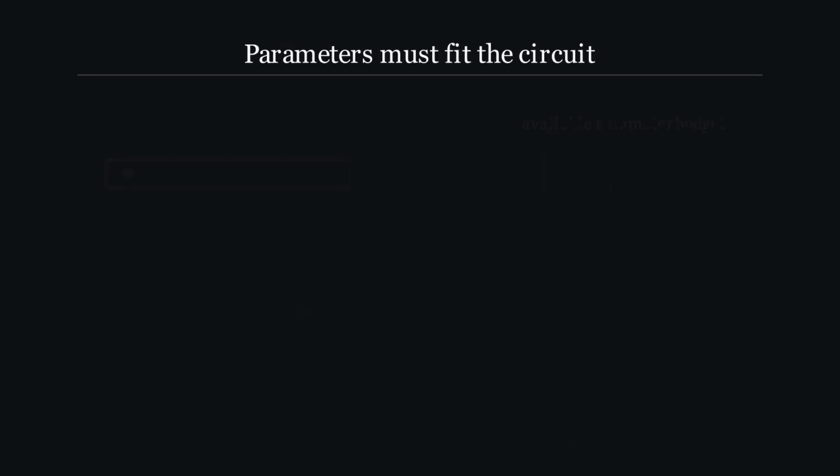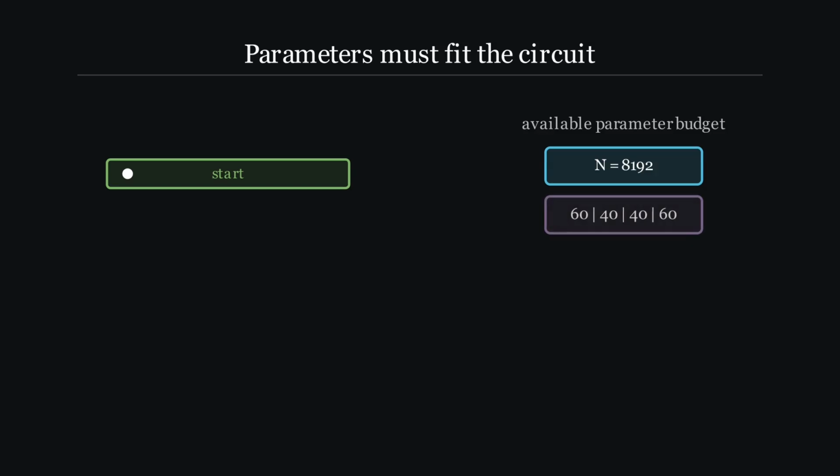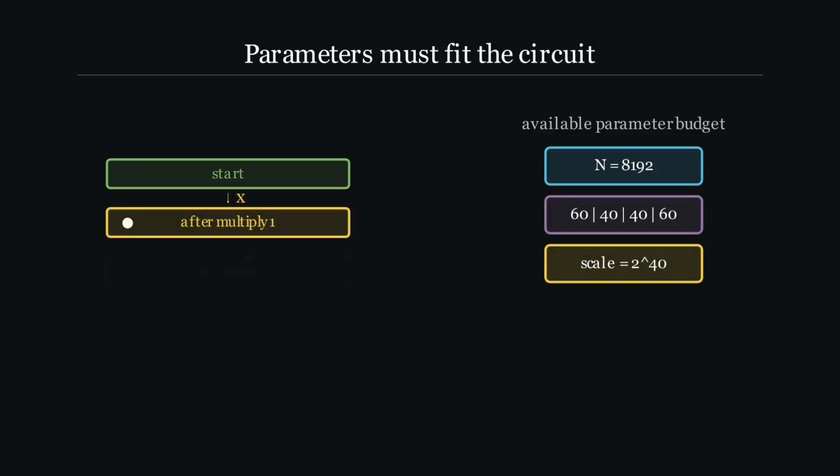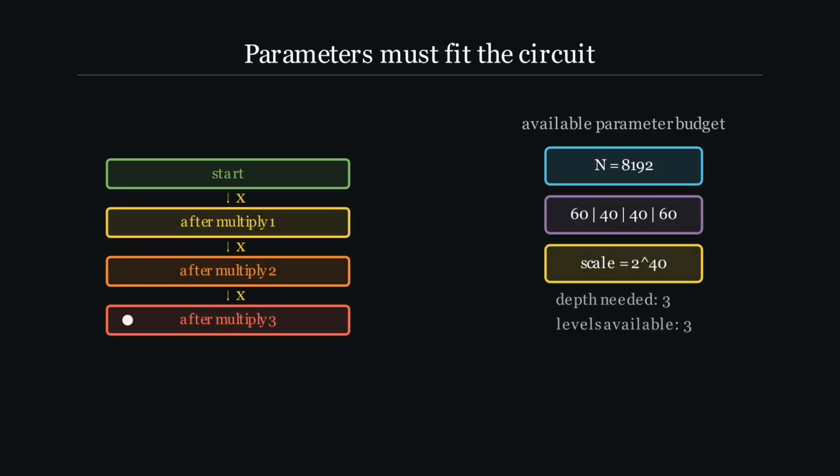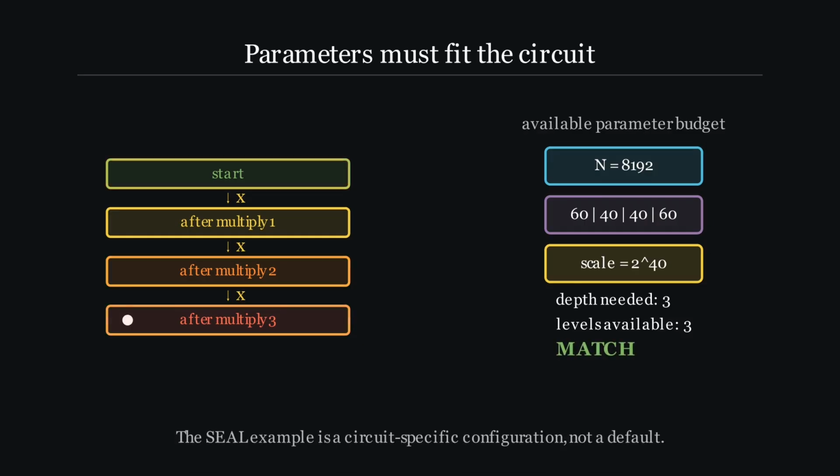The final diagram checks whether the parameter budget actually fits the circuit. On the left, the ciphertext starts at the top level and descends once after each multiplication. 3 multiplication stages therefore require 3 usable level transitions. On the right, the educational configuration uses polynomial modulus degree 8192, coefficient modulus bit sizes 60, 40, 40, and 60, and initial scale 2 to the power of 40.